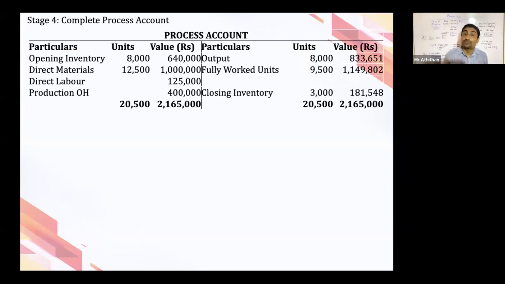ஒரு process account ஃபுல்லா perform பண்ண சொல்ல மாட்டாங்க. There will be blanks you need to fill. காணப்படுகிற இடைவெளிகளை நீங்க fill பண்ண வேண்டி இருக்கும். மற்றபடி நீங்க full account ஒன்றை செய்ய வேண்டிய அவசியம் இல்லைன்றதை ஞாபகம் வச்சுக்கோங்க. சரி, okay? So now we have completed the part how to value the opening WIP using FIFO.